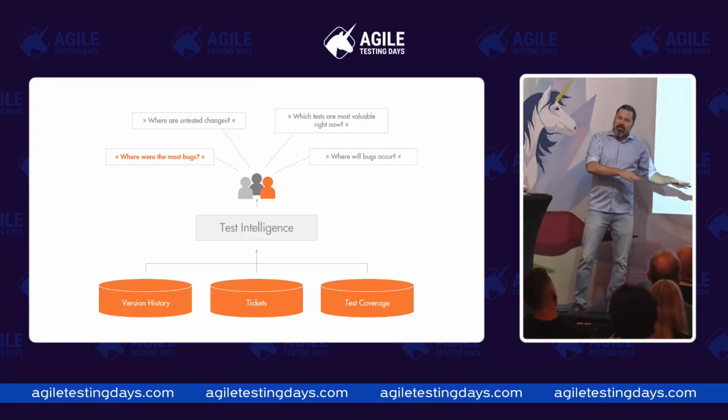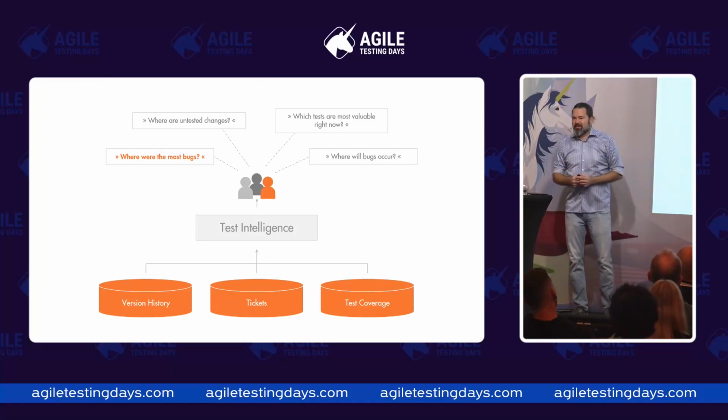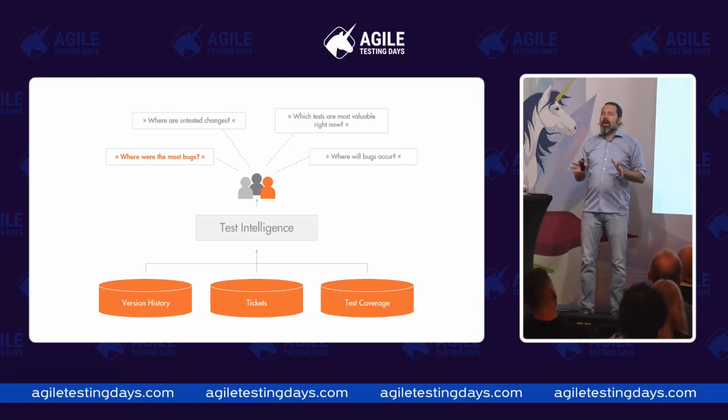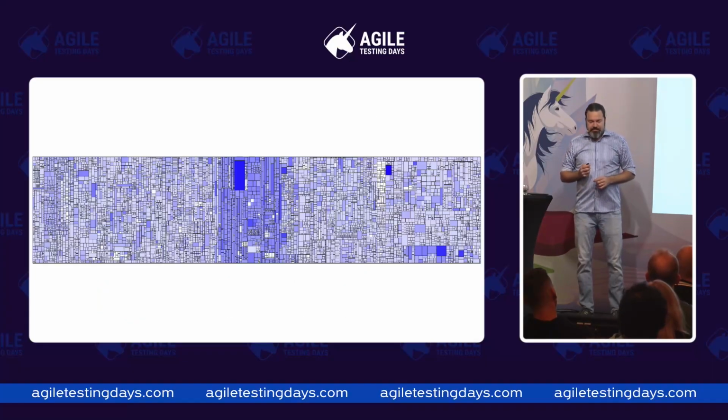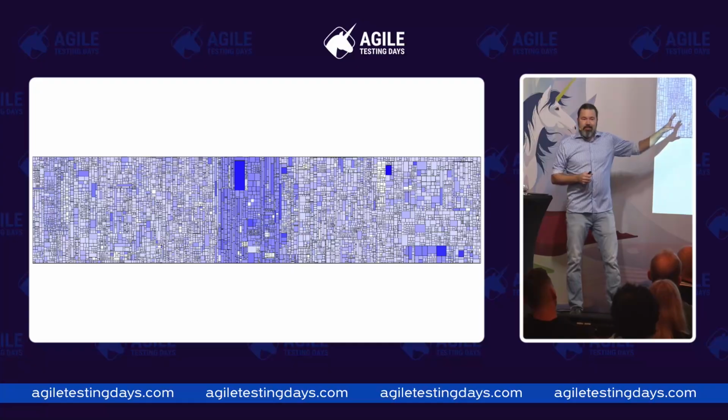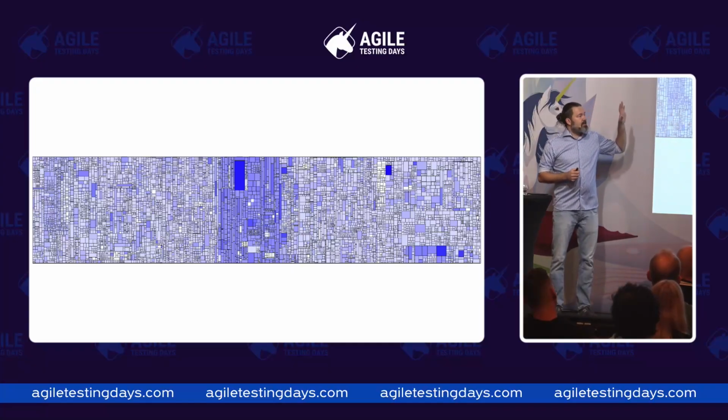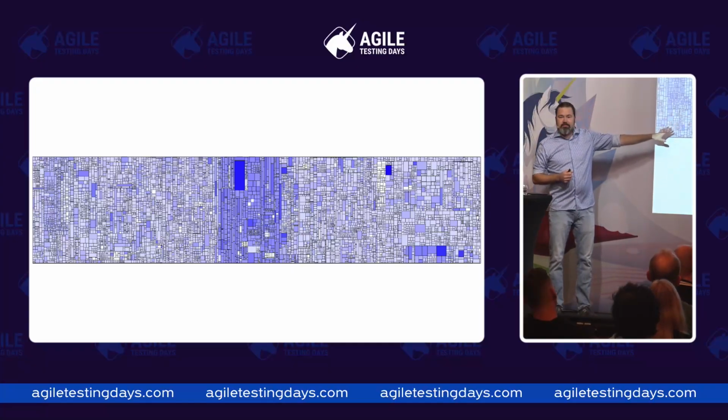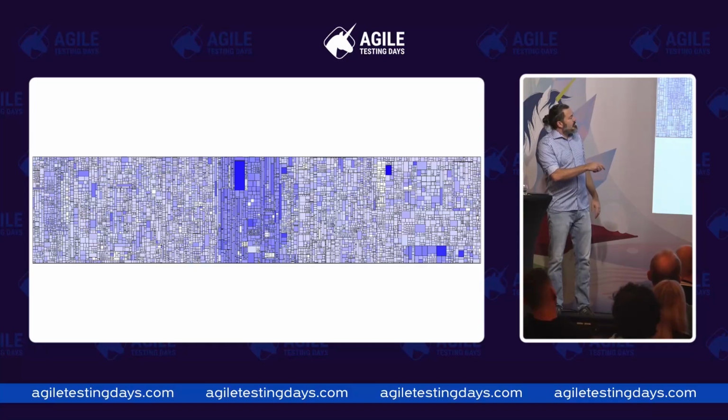So, enough basics. The first question I want to talk about is, where were the most bugs in the past? And I have an example from practice. This is an industrial commercial software system. And the tree map is the source code base. Every rectangle is a file.